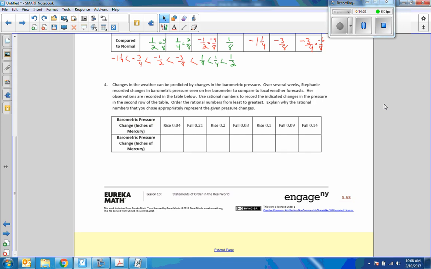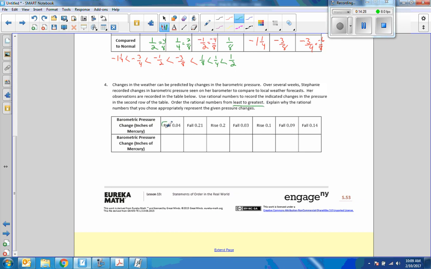Changes in weather can be predicted by changes in the barometric pressure. Over several weeks, Stephanie recorded changes in barometric pressure seen on her barometer to compare local weather forecasts. Her observations are recorded in the table below. Use rational numbers to record the indicated changes in the pressure in the second row of the table. Order the rational numbers from least to greatest.